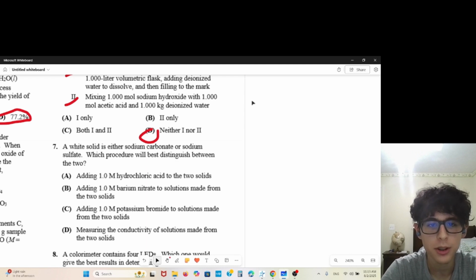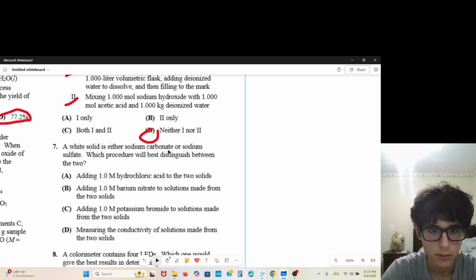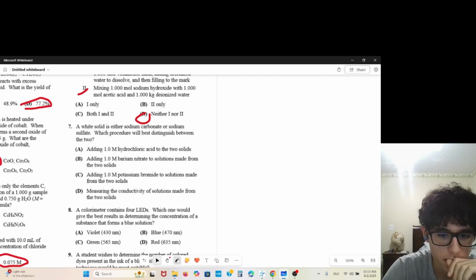D, conductivity of solutions. Both of these are soluble. Sodium, any alkali metal compound is going to be soluble, so conductivity won't work here. So that's wrong. D is wrong. Okay.